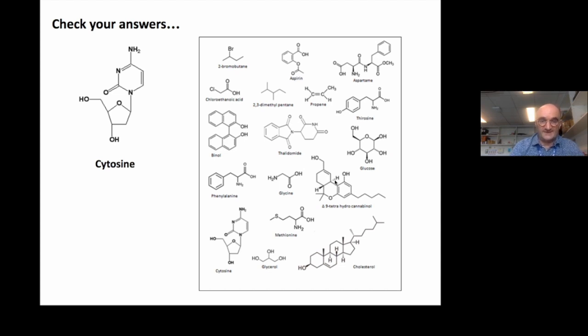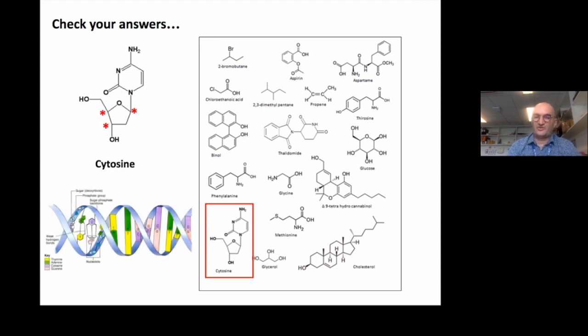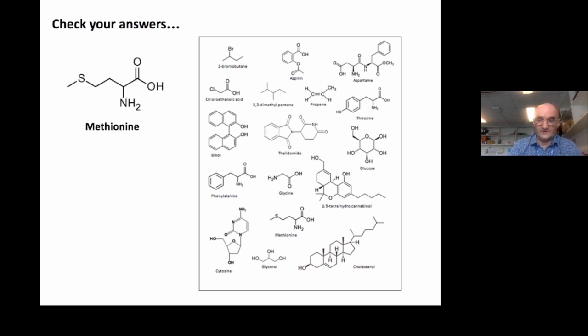Cytosine, one of the bases in DNA. We can see there's a cyclopentyl here. So that's 1, 2, 3. I think that was pretty promising. There, and there. Yes. So 3 chiral centers in cytosine. Glycerol, otherwise known as water. We're going to methionine now. Oh, sorry, I missed out methionine. CH2. Oh, this looks promising, doesn't it?